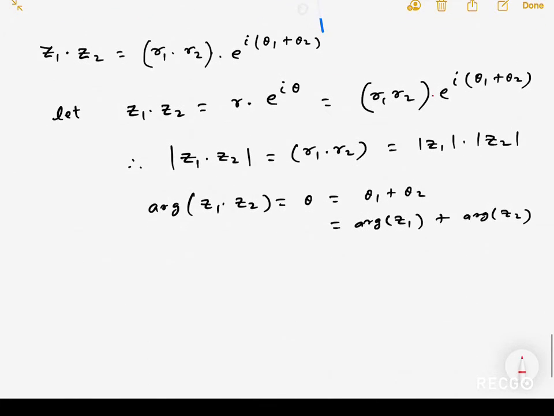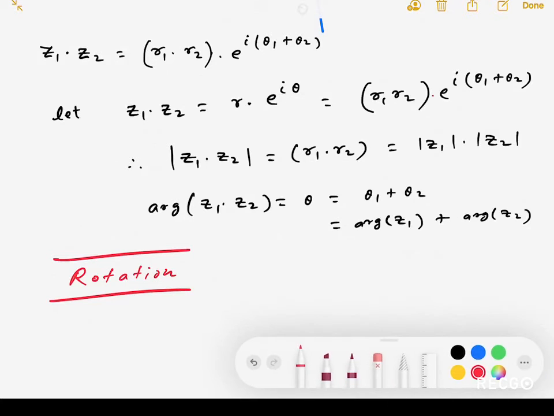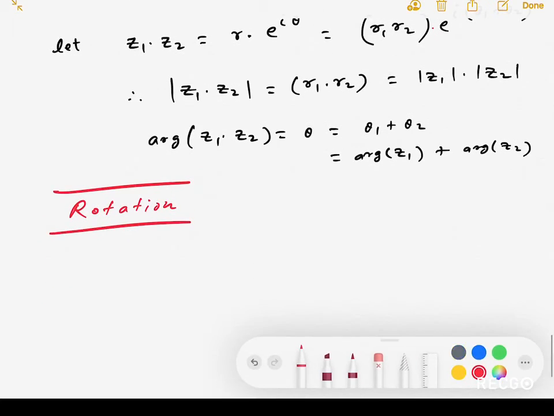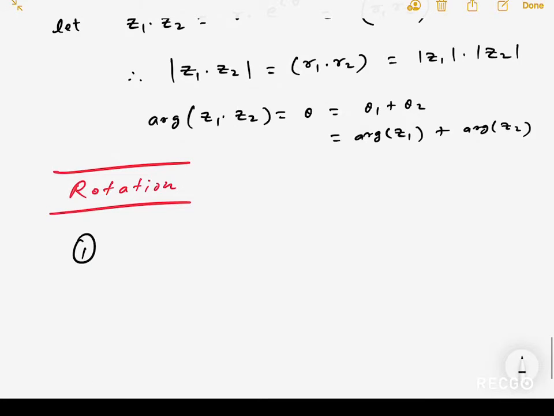Now if we move further and see the next concept, a rotation, as I was talking about, rotating the OA vector by an angle theta 2. So let's see the rotation concept from very basic. Let us say that we have a complex number z, and in Euler form it is equal to r into e to the power iota theta, and iota in Euler form can be written as e to the power iota pi by 2.